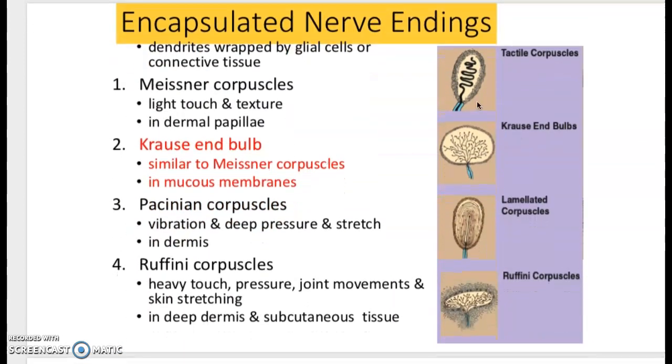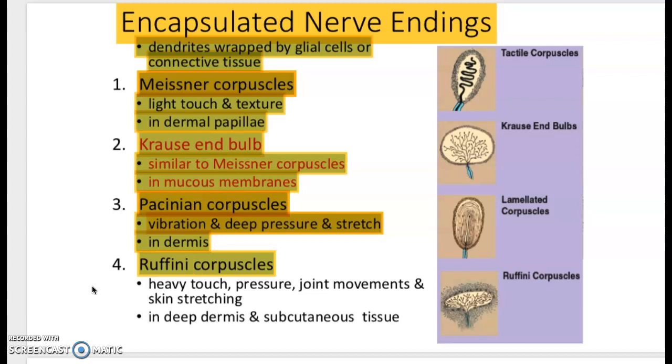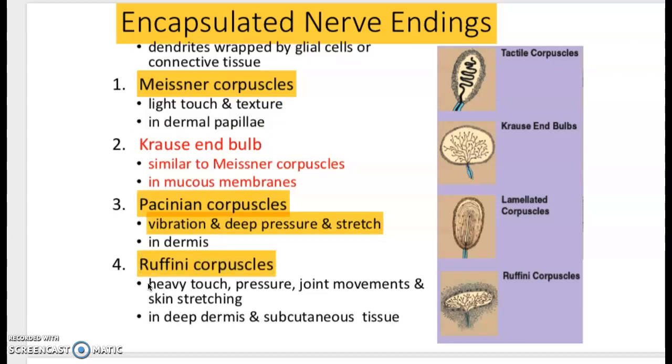Encapsulated nerves, you can see here they all have some type of connective tissue wrapped around them. Meissner corpuscles we went through, these are light touch and texture. Pacinian corpuscles are deeper. They're sensing vibration, pressure, and stretch. And then Ruffini corpuscles are a little bit deeper, and they sense heavy touch, pressure, and they also are in the joints to sense joint movement.